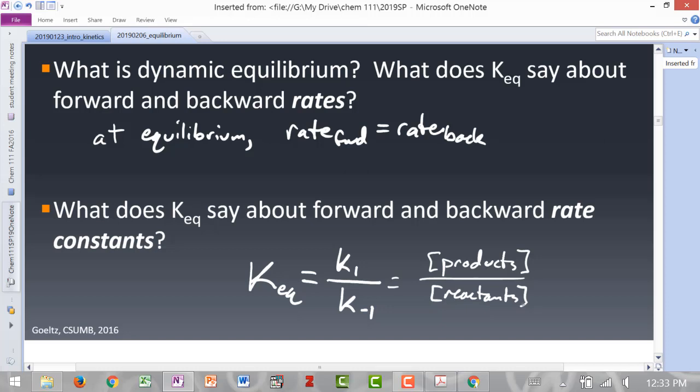Capital K's and lowercase k's. K1 is k forward. So k1 is the rate constant for the forward reaction, and k-1, as it's pronounced, is the rate constant for the back reaction.